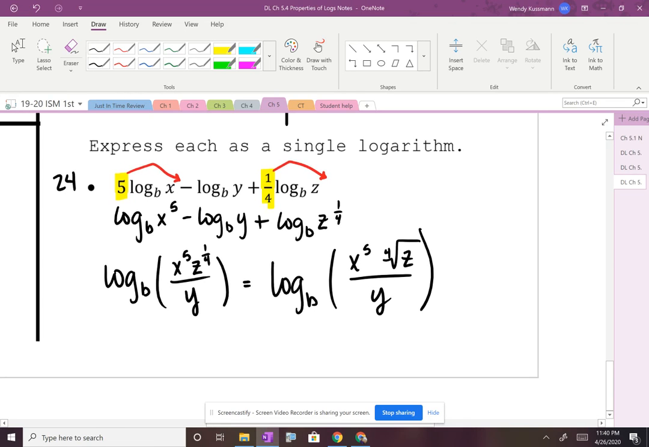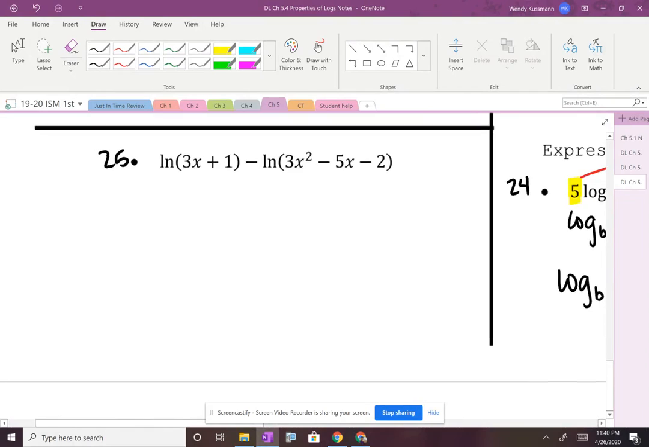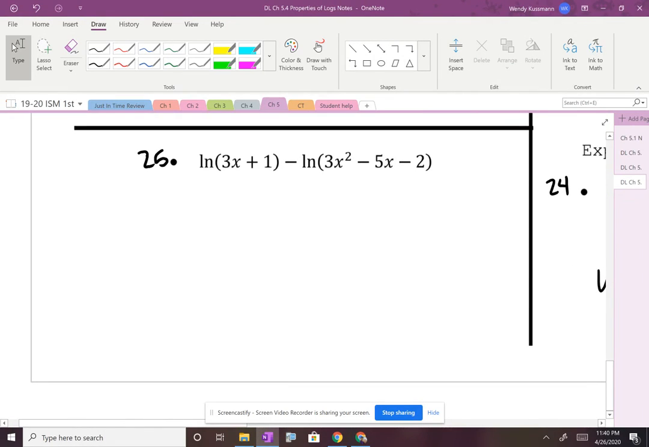Okay, let's look at our last example. This is with a natural log, but with logarithms and natural logarithms, they all have the same properties because remember, ln is really log base e, which is the same thing as ln. So ln is still a logarithm. It's just a special logarithm, natural log. So let's go ahead and get this one done.